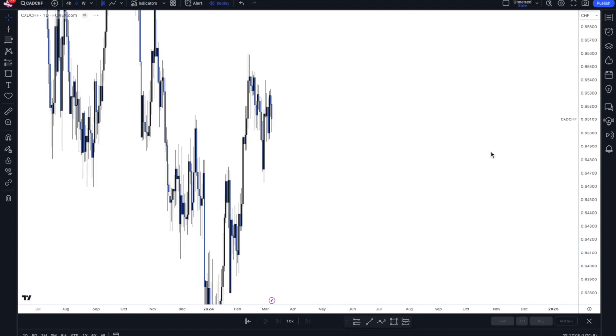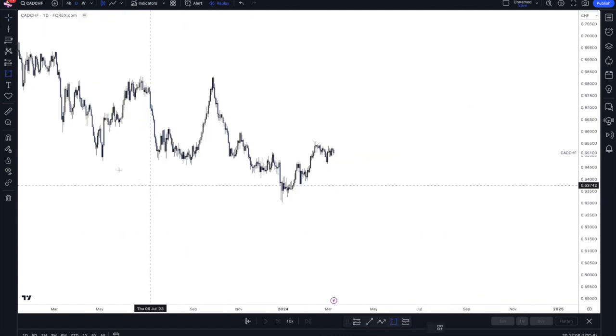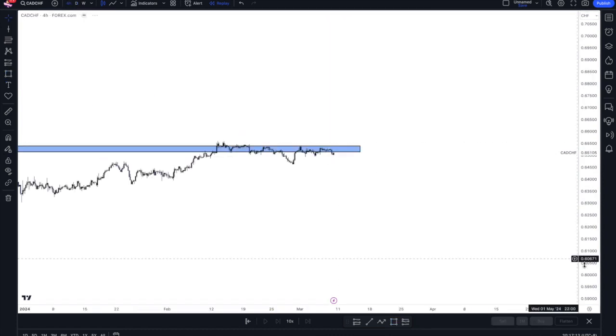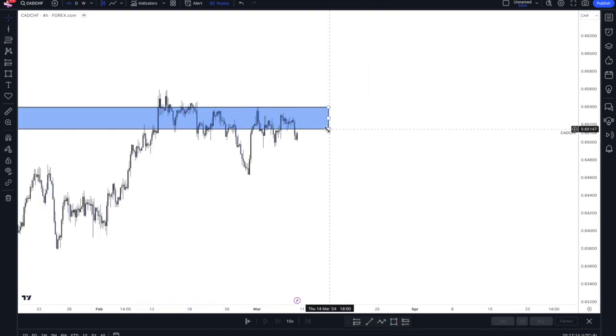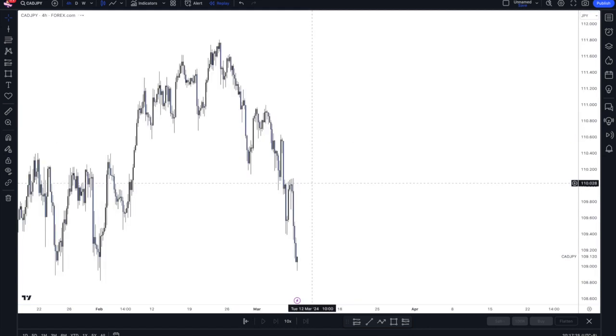I sold CAD CHF. If we look on the daily, price is overall going down. And what I saw was that we had this huge daily level that it was at. So I said, okay, let me sell. And my sells were like right here. Take profit was down here. It hasn't hit yet. Take profit is like right here. Stop loss is above these highs. But that's it. Sold at a resistance level, right?